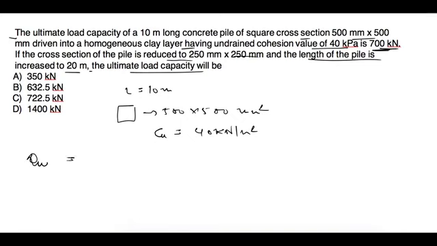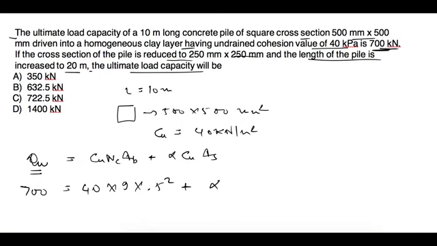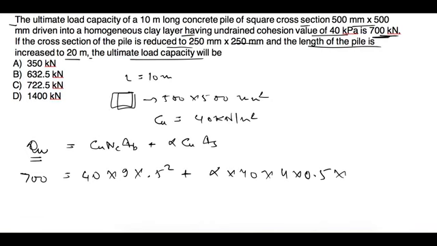From the formula, again the same formula, Cu Nc Ab plus alpha Cu As. Here this ultimate pile load capacity is given as 700 kilonewton, Cu is 40, Nc we use as 9, area of base would be 0.5 square, alpha we don't know, Cu again is 40 into surface area would be 4 into 0.5, that is the perimeter of this pile, into the depth, that is 10 meter. So from here we find out the value of alpha. So value of alpha comes out to be 0.7625.